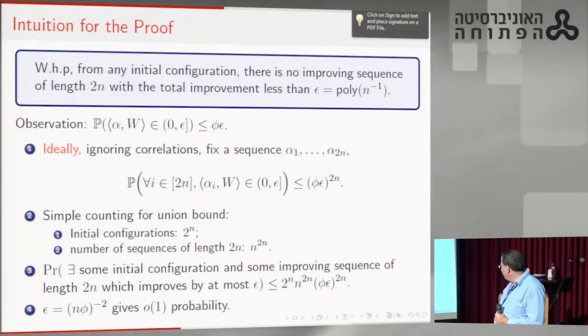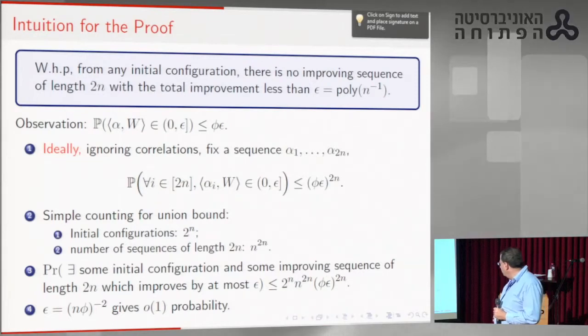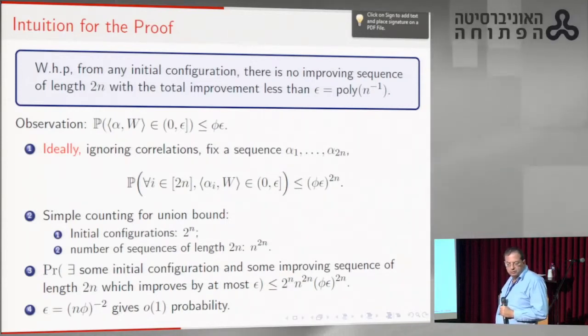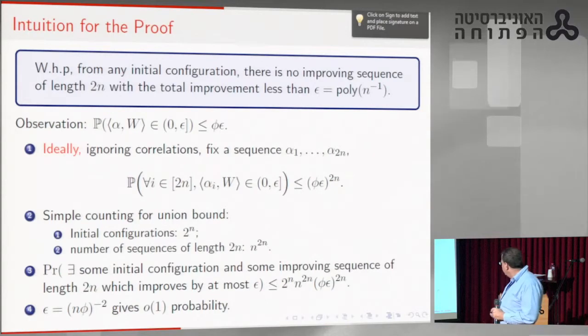But if we had this, then just taking epsilon to be constant over n, so I wrote constant over n squared, but you don't really need that. Just constant over n will be enough to get this probability small. Okay, and then once this probability is small, we can just iterate. So, of course, the problematic thing is this.